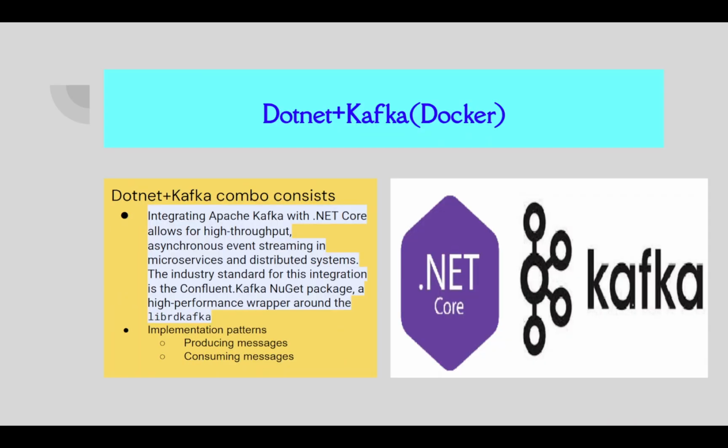So what are the facts about the integration between .NET and Kafka? What is going to happen if you are using the combination of .NET Core and Kafka? So integrating Apache Kafka with .NET Core allows for high throughput asynchronous event streaming in microservices and distributed systems. The industry standard for this integration is the Confluent Kafka NuGet package, a high performance wrapper around the library Kafka. So the implementation patterns are going to be producing messages and consuming messages.